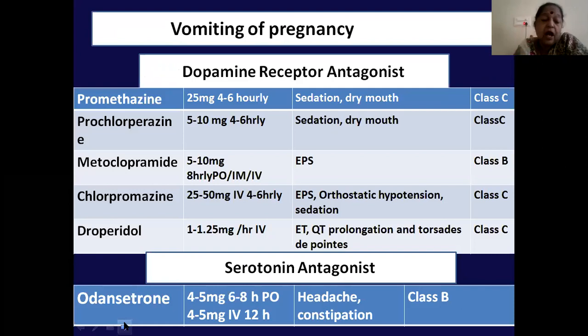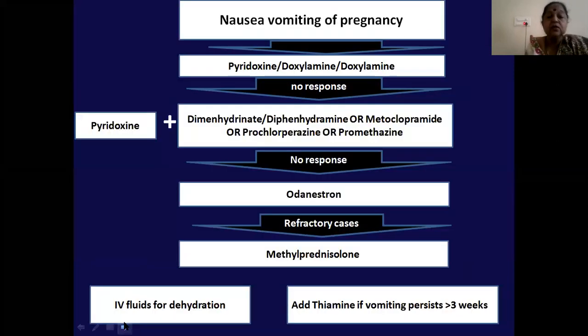Most of us use ondansetron, 4 to 5 milligrams, 6 to 8 hourly orally, or 4 to 5 milligrams IV 12 hourly. The side effects are headache and constipation. Recently, they say that if you give it in the first trimester, there are few reported cases of cleft palate with ondansetron. But still, we have to find out. We have only a few case reports, but we are using it safely, even though it is not FDA approved for vomiting in pregnancy. So this is a common protocol for nausea and vomiting of pregnancy.